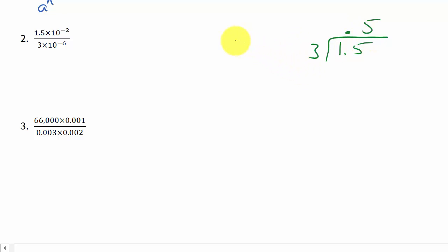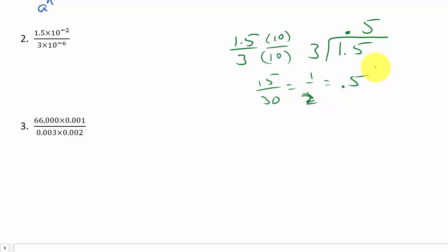But another way you could look at that is 1.5 over 3. If we want to move the decimal, we're going to multiply by 10, so we have to multiply the denominator by 10. And so that would be what? 15 over 30. And you can see that reduces to 1/2, which is 0.5. So that's another way. This was a little easier, but that's another way you could do it. All right, so 1.5 divided by 3 is going to give us 0.5.